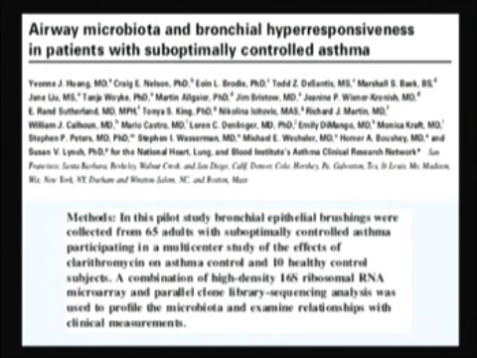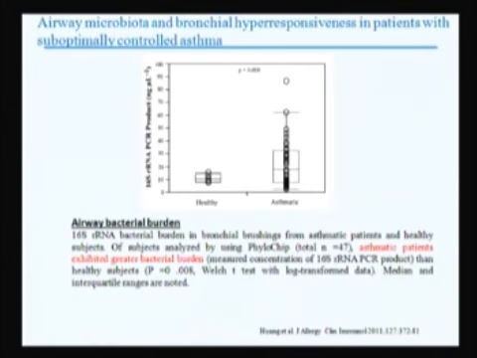And they looked by checking via a certain way. They checked the 16S ribosomal RNA to check for 100 different strains of bacteria. And they found that the 16S ribosomal RNA bacterial burden in the bronchial brushings from asthmatic patients and healthy subjects, when they compared them, they found that asthmatic patients exhibited a greater bacterial burden compared to the healthy subjects.